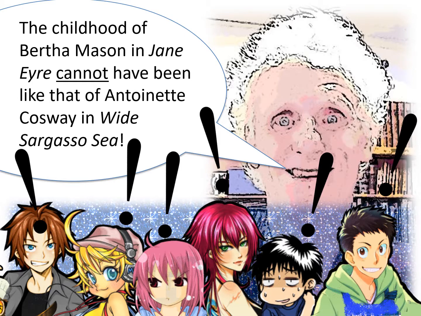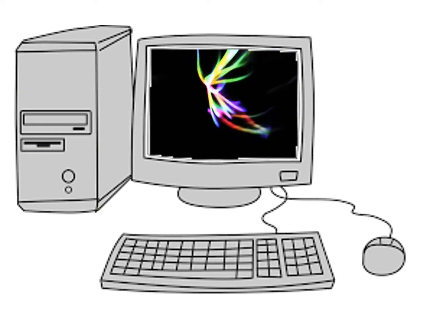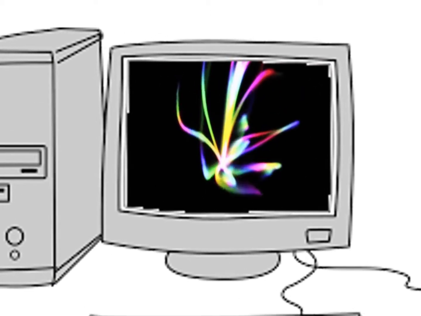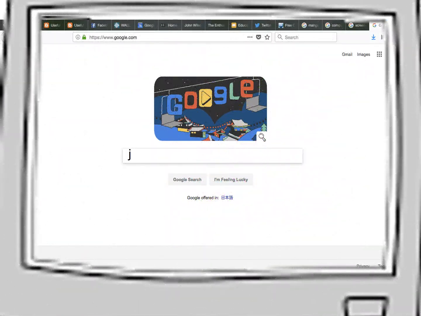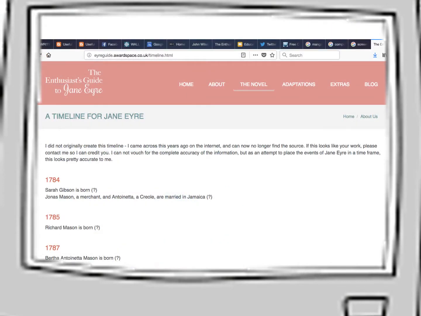Okay, so they've got their computer. They're there in the call room. All they've got to do is go in, Google it up, see what they can find out. So Jane Eyre timeline seemed like a good way to start. The ones who started thinking, let's look at the timeline, tended to get there quicker. And the third timeline that comes up, this Enthusiast's Guide to Jane Eyre, is a very, very full timeline. So we'll just go through, pick out some of the main details.